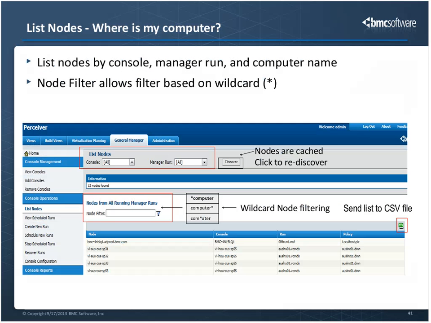One of the most valuable things is, when you have a run and you're looking for a particular computer, how do you find it? In most cases, I was never able to remember which manager run this particular computer was in. So you can use these node filters to look for them, which is really good. The nodes are cached, so it's easy to rediscover them. You can do wildcard filtering. If you have a whole set of things that you want to work on, you can send it to a CSV file. It's pretty nice.